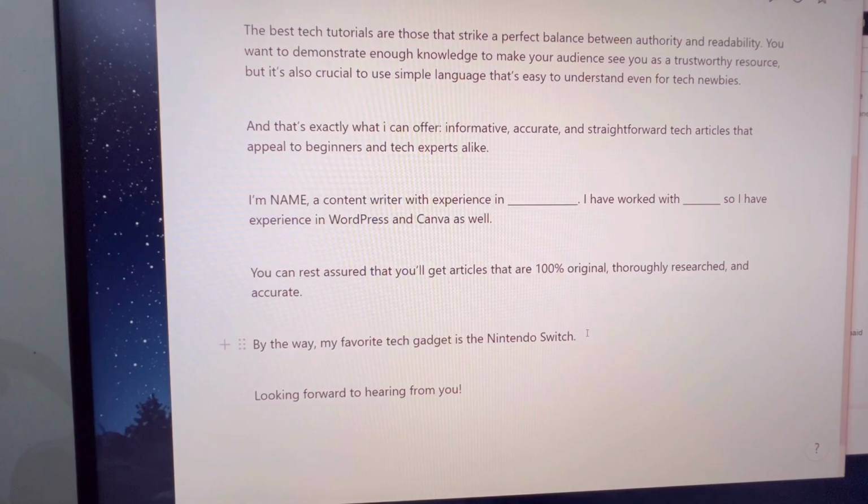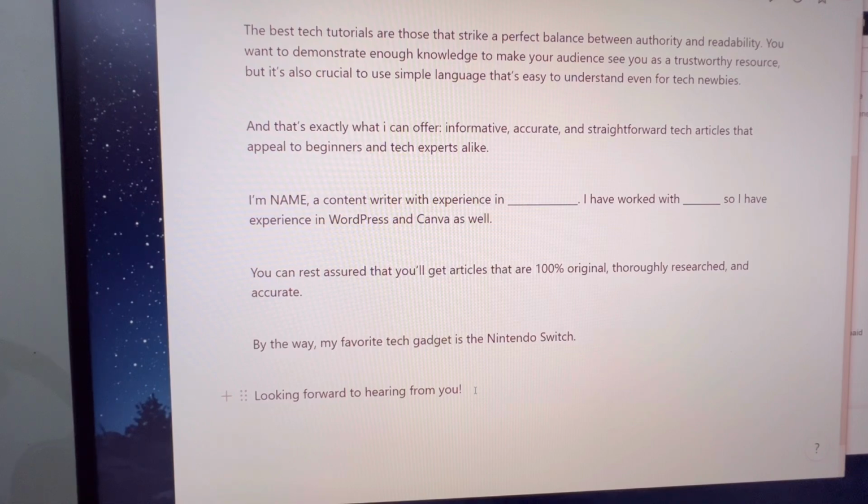And then here, the answer to the hidden question, don't forget. And then again, just end it with looking forward to hearing from you, or feel free to reach out if you want to discuss a partnership, something like that. So that's basically it. Those are the basics, I feel. Of course, you can customize it depending on what you feel is right.